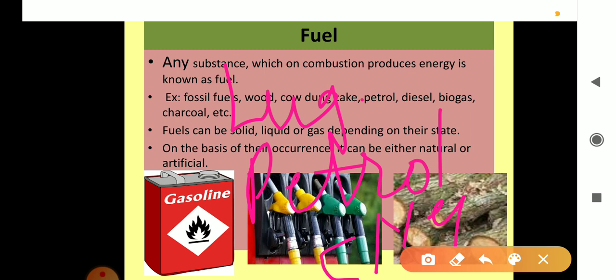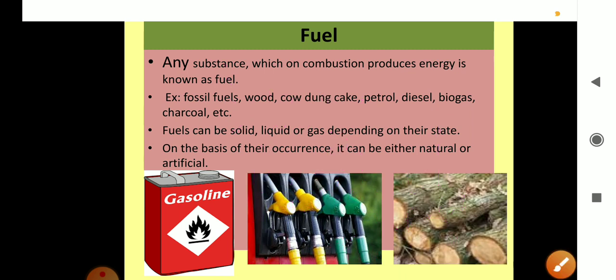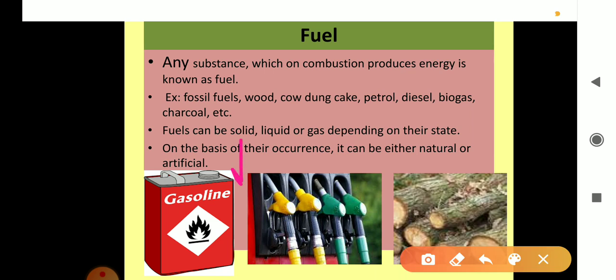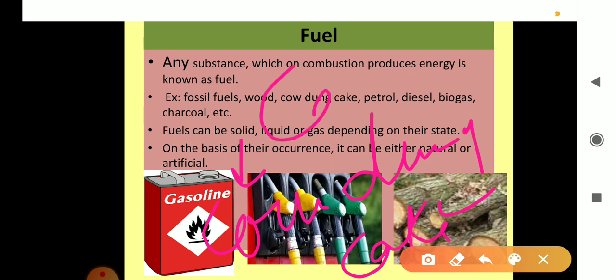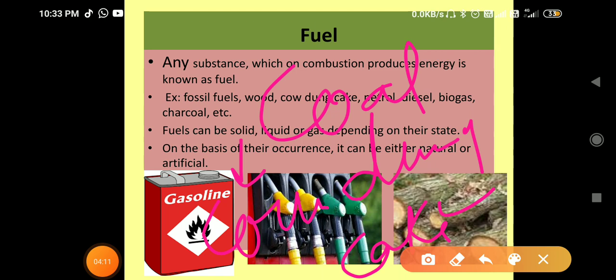Okay. Then on the basis of occurrence, these fuels can be either natural or artificial. Some fuels are solid fuels. I can give you some examples of solid fuel: wood, then second maybe cow dung cake, and coal is also a solid fuel. These are examples of solid fuel. And some fuels are in liquid state also. Liquid fuels, as you know, are petrol and diesel.